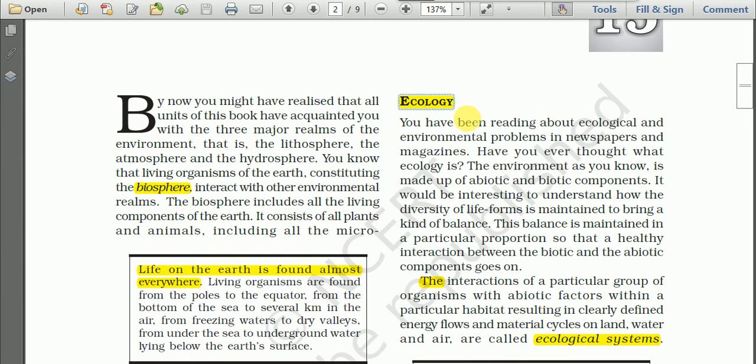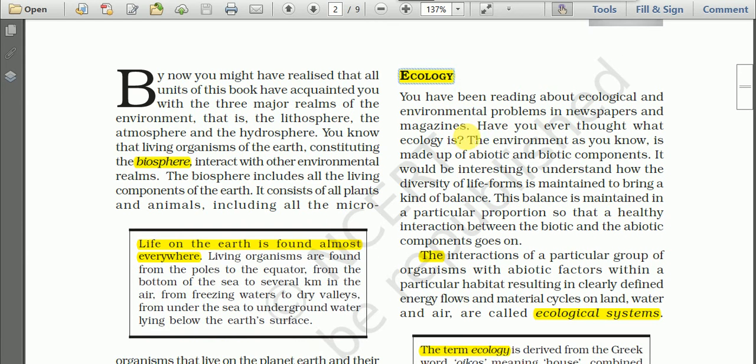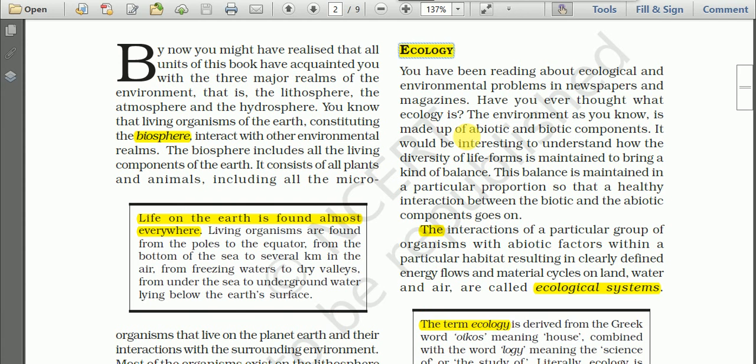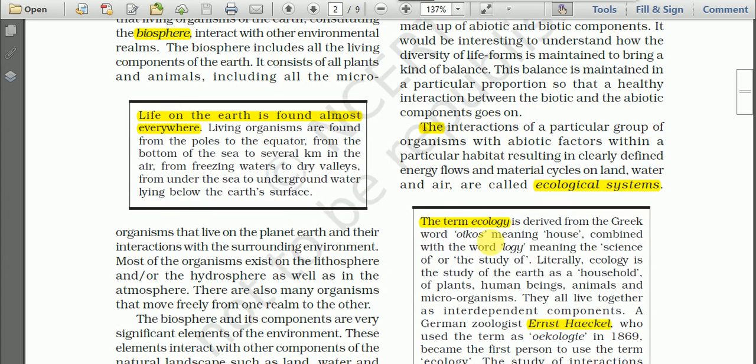Next, we have ecology, another topic. What do you mean by ecology? Let us read. Actually, ecology is a branch of biology. However, it is also learned in geography. We have learned that geography is the mother of all sciences, and that is why we have to learn about this ecology also. So let us read this box.